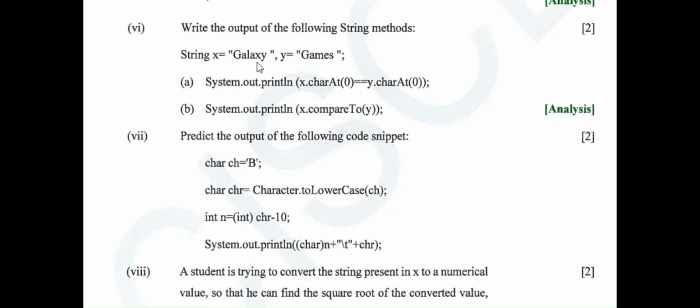Find the ASCII value of L and ASCII value of M. ASCII value of L is 108 and ASCII value of M is 109. So 108 minus 109 is minus 1. So this is your minus 1, and this is true.